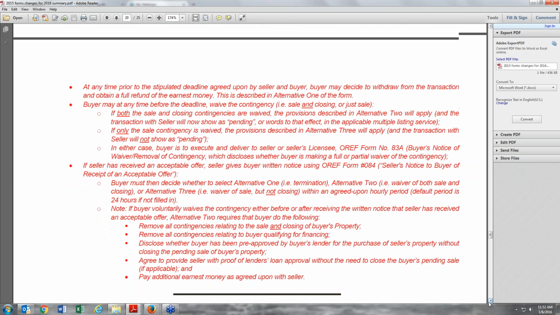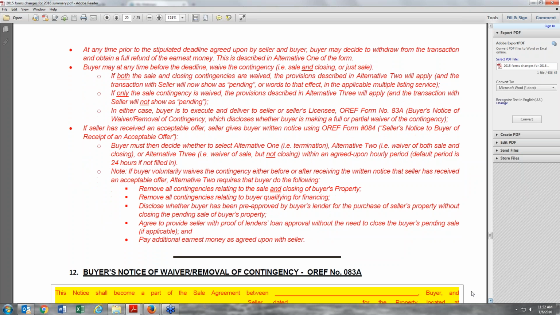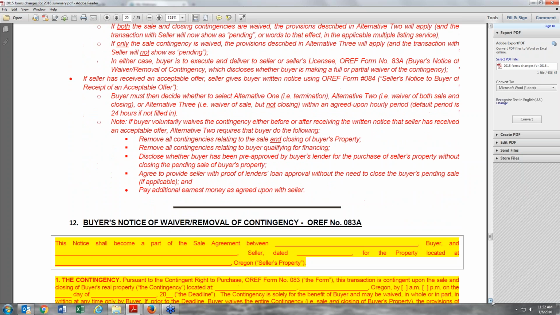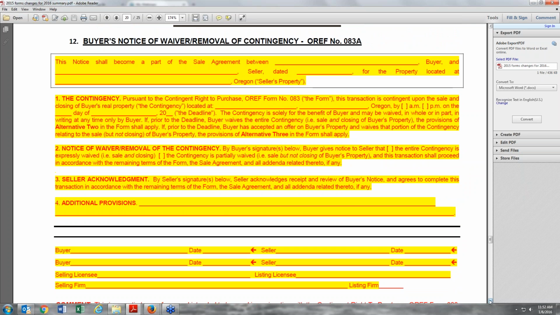The buyer's notice of waiver / removal of the contingency is new, and that's a notice where the buyer is saying, I removed the contingency, and it addresses exactly which contingency is being removed. If you look at number 2, it says buyer's signature below, buyer gives notice that the entire contingency is expressly waived, or the contingency is partially waived. It's the sale but not the closing that's waived. And so this notice, 83083A, goes hand in hand with section 83, and it should be used in that manner.